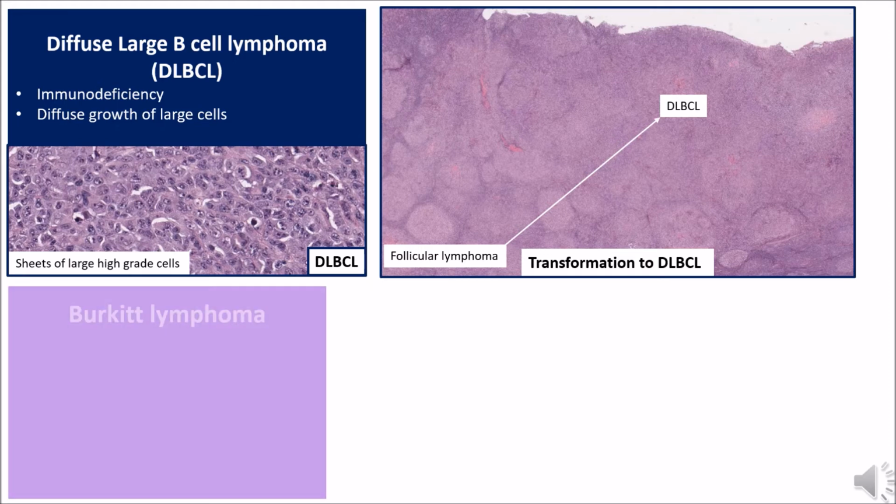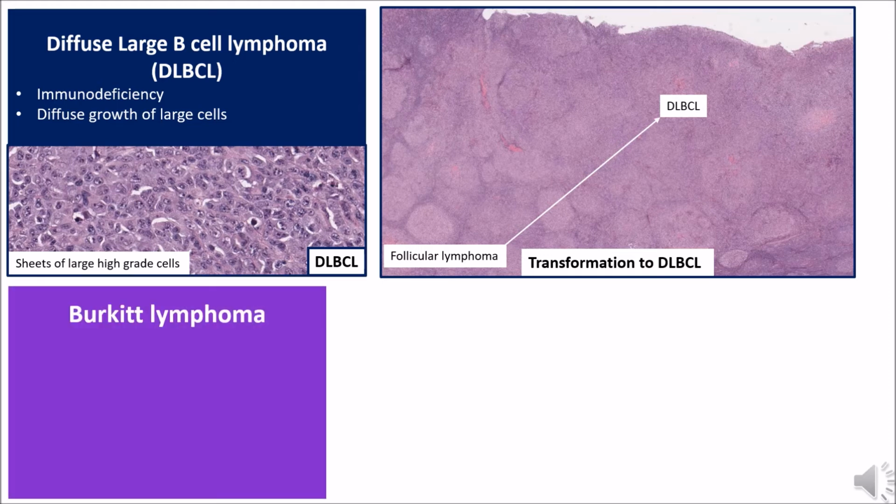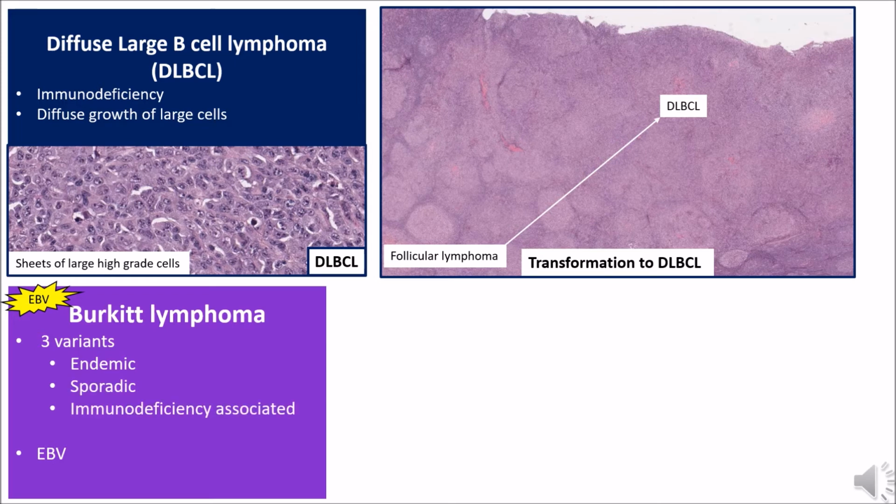Burkitt lymphoma primarily affects children and young adults. There are 3 variants of Burkitt lymphoma, with variable EBV infection rates. The endemic form is strongly linked to EBV and found in the malaria belt in Africa and Central America. The sporadic form is more common in the Western countries. The immunodeficiency associated form is found in HIV patients and seen in older adults.